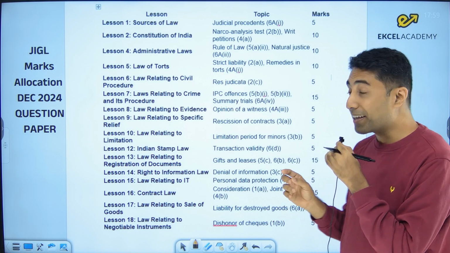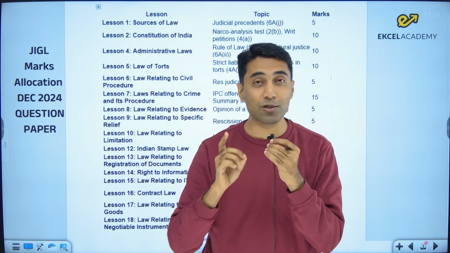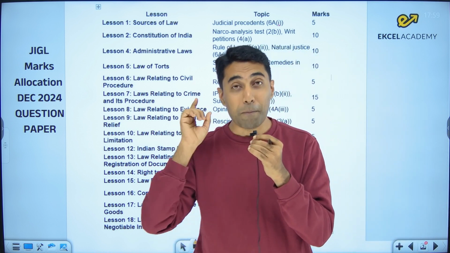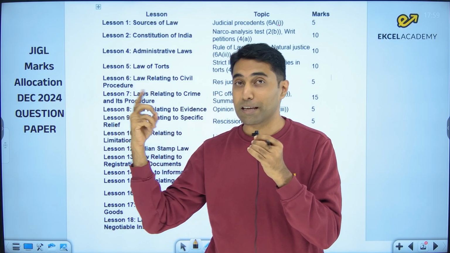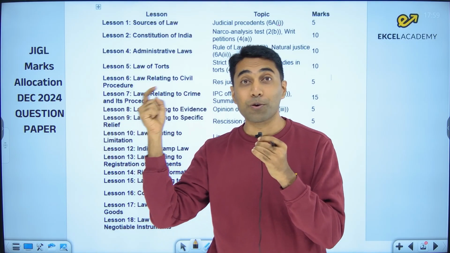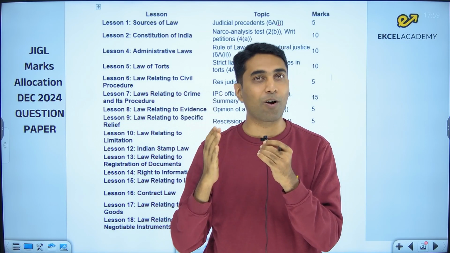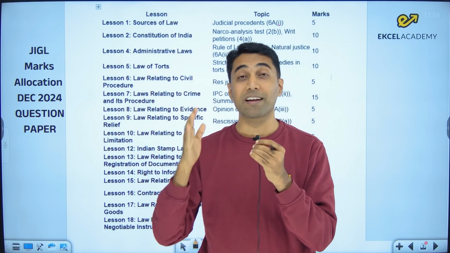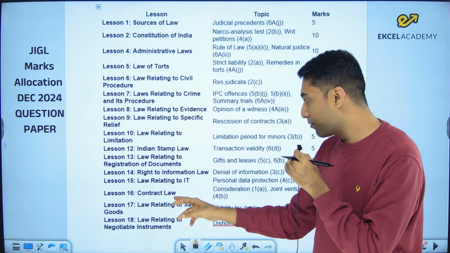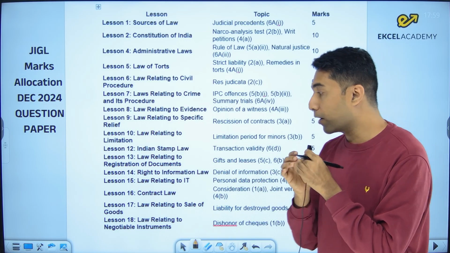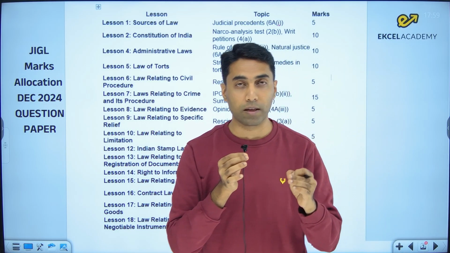Contract law is again 15 marks. We told you this is going to be very important, because contract law in this syllabus has been moved from EBCL, or economic laws, to JIGL. So obviously contract law would be the most important. The very first question in detail is contract law. Then you have Sale of Goods Act 5 marks, and negotiable instrument is also there.